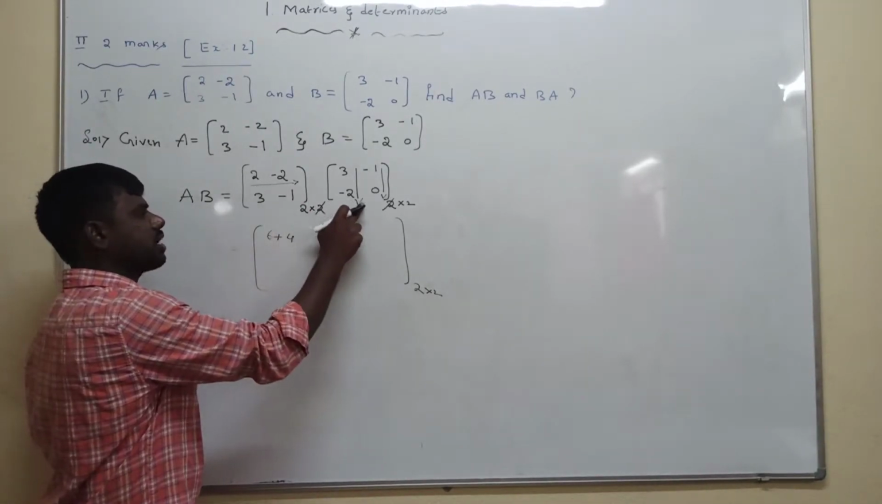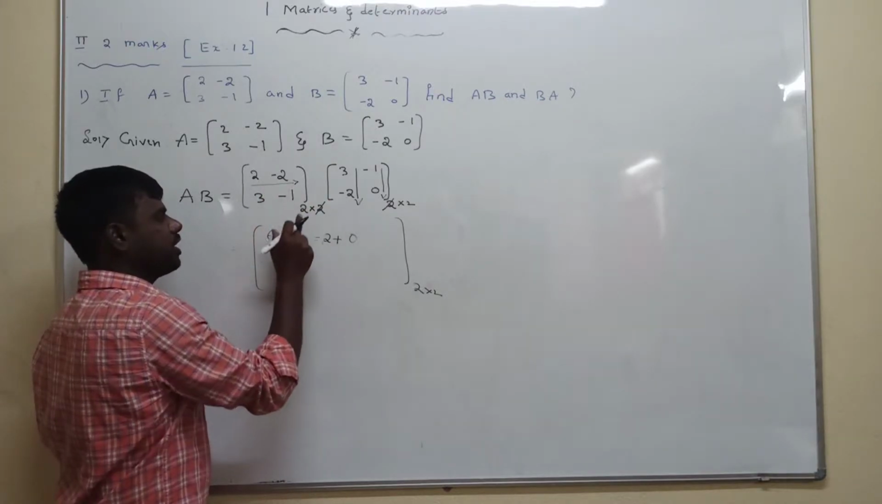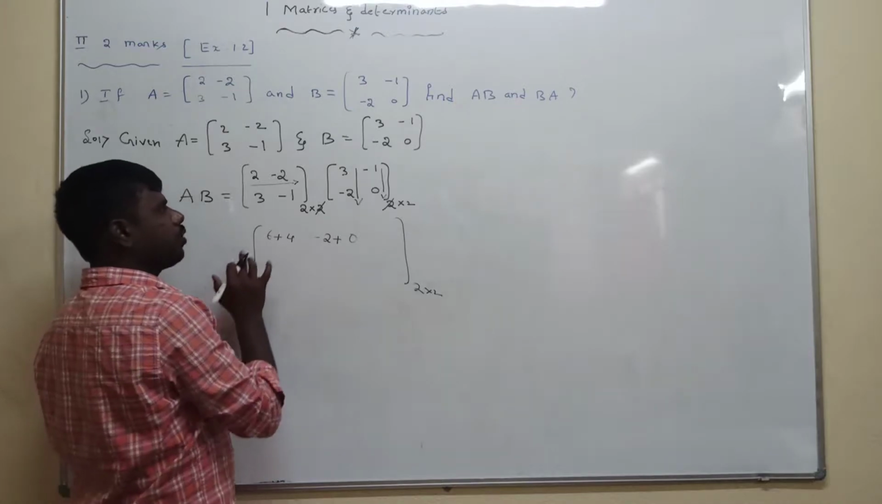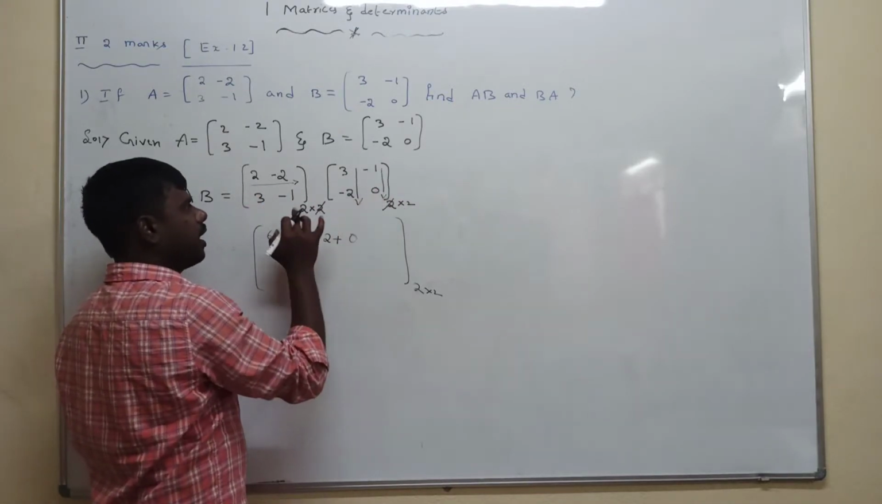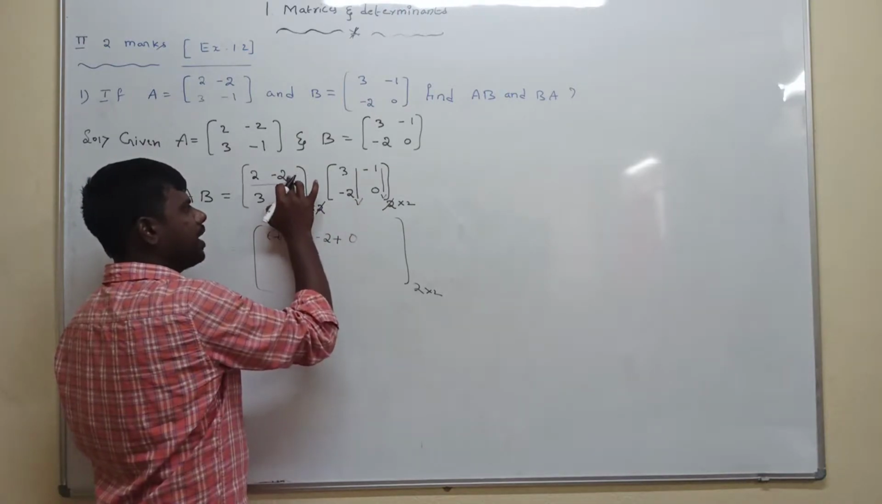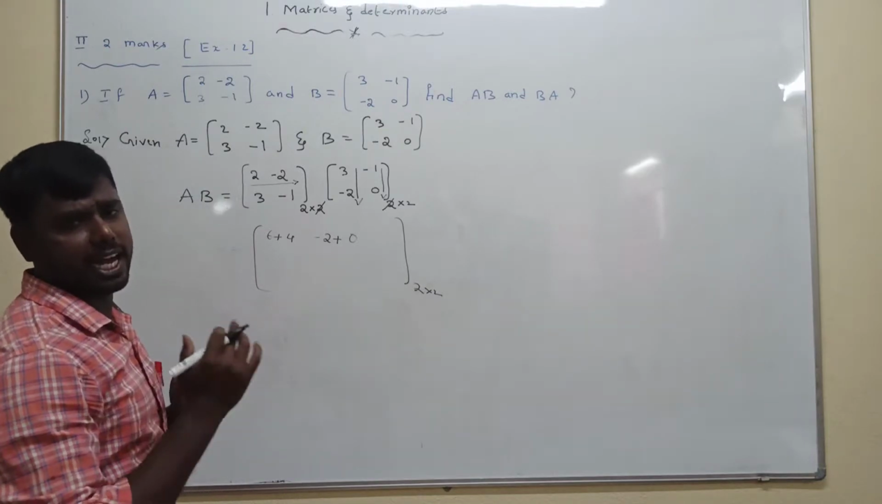Product with the first row, first column: 2 threes are 6, plus minus 2 into minus 2 is plus 4. So first row, first column is over. Next we are going to the first row, second column: 2 into minus 1, that value is minus 2, plus minus 2 into 0 is 0. First row, first column and first row, second column are over.